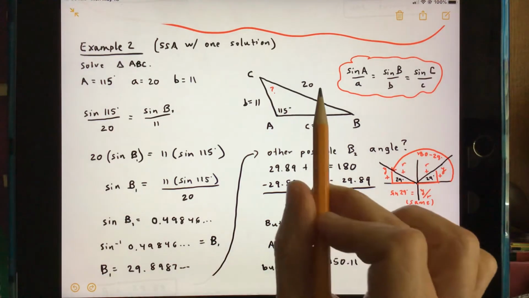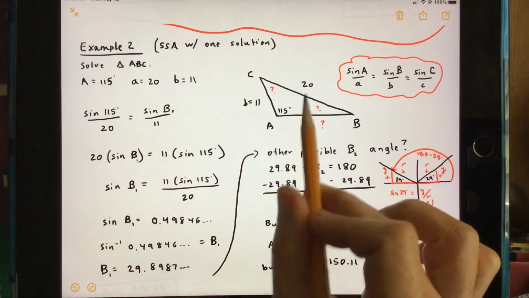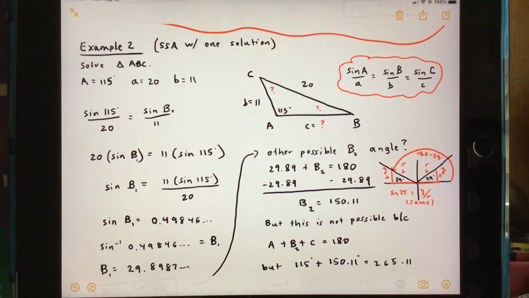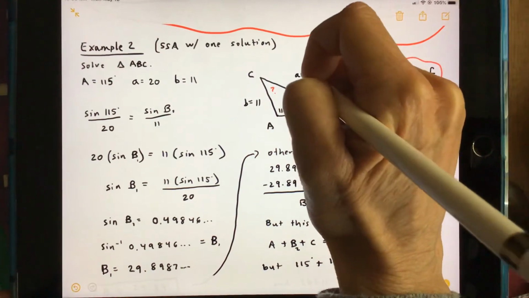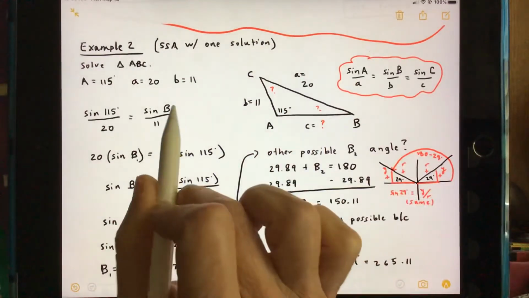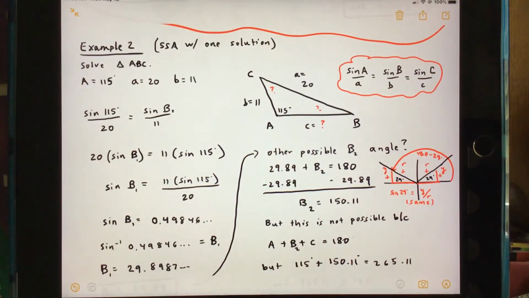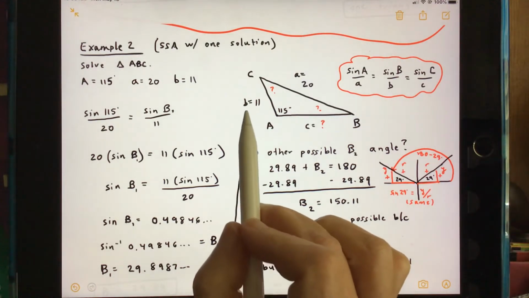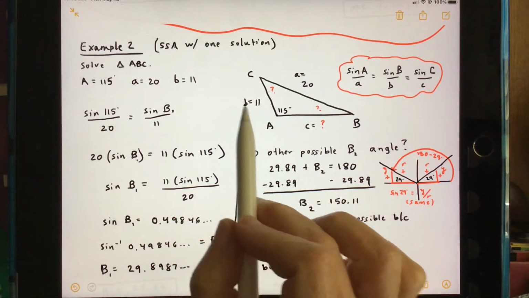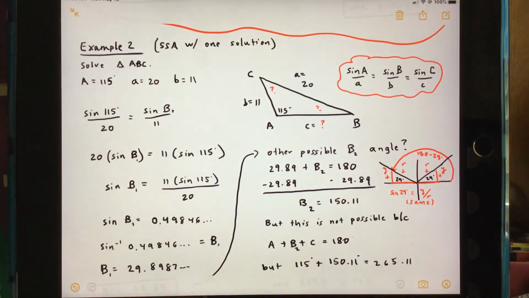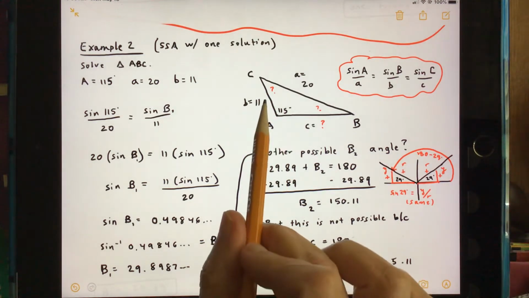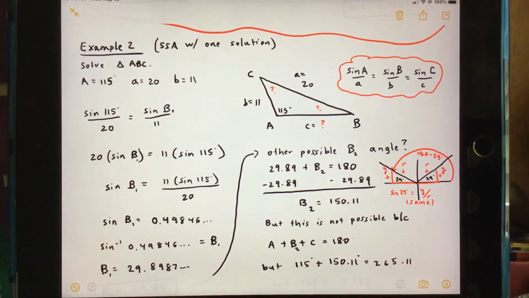Remember, your A side has to be opposite that angle A, and so I've marked it the way it needs to be. So A is equal to 20. It has to be opposite angle A. And our B length, the side of the triangle that is B, has to be opposite our B angle, and C has to be opposite our C angle. Always, always, always. So these are the three things we're trying to determine: what is angle C, what is angle B, and what is the length of C?